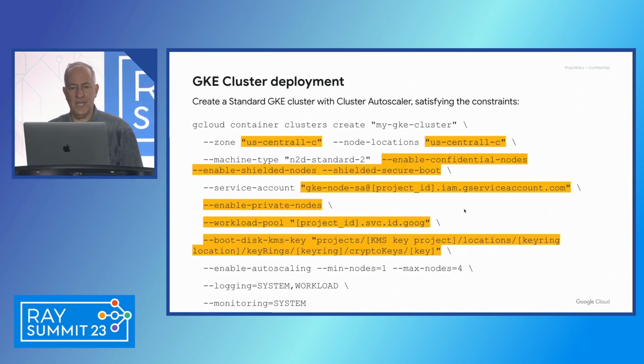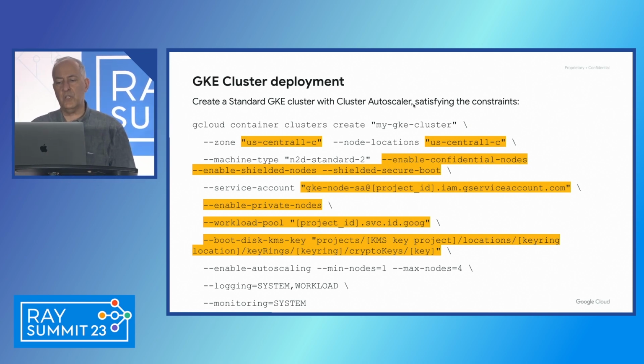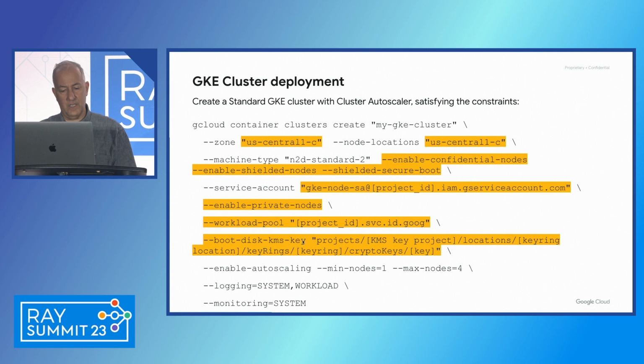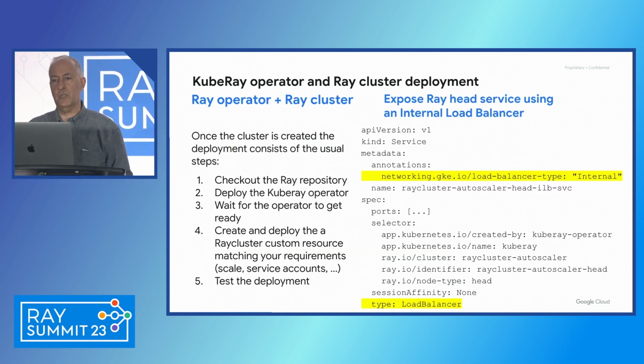So in terms of the GKE cluster deployment, you need to create a standard GKE cluster with the cluster autoscaler. You can find that in the blog and copy it if you need to satisfy these constraints. There are a whole bunch of things like enabling private nodes, the workload pool, the boot disk KMS key if you want to do KMS. These are all different things that need to be enabled, especially the private node enabling. Because otherwise, the GKE clusters on Ray will be public, and you don't want that to happen because you're training models there.